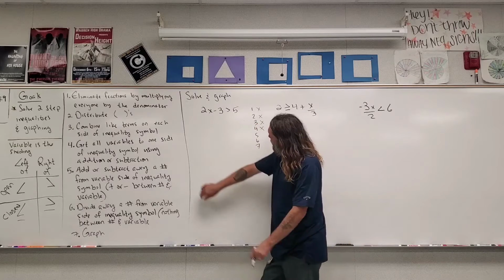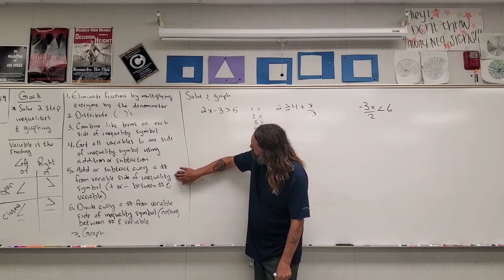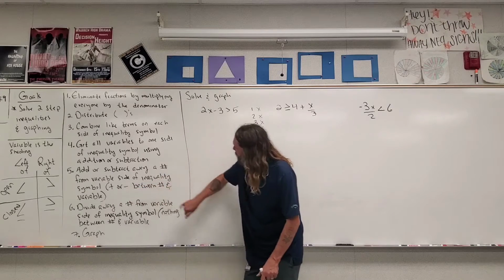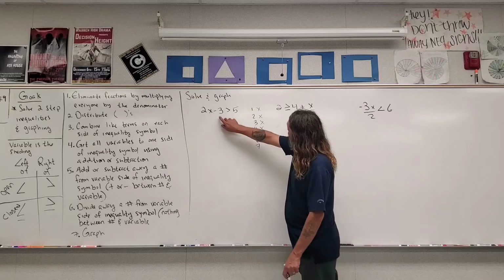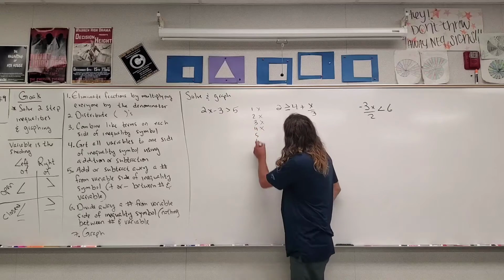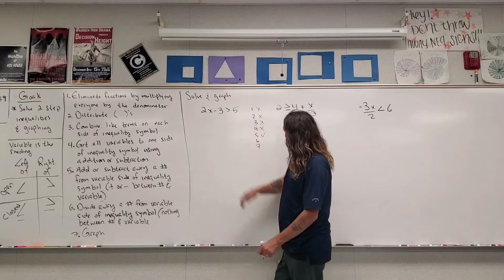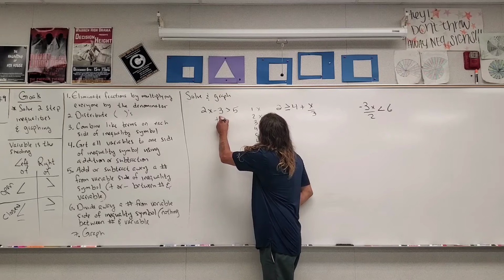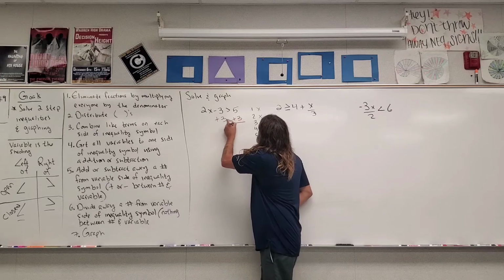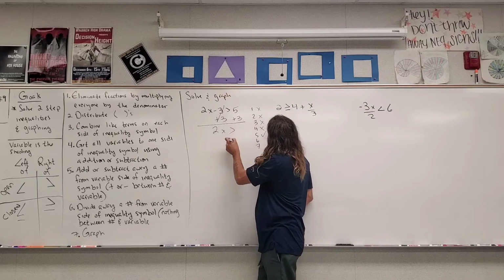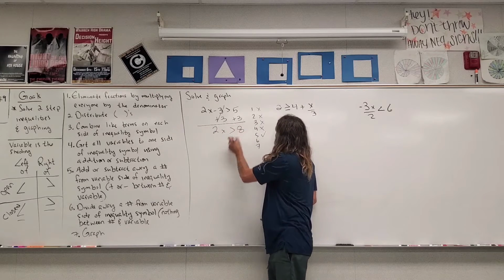Step 5, can I add or subtract away a number from the variable side of the inequality symbol, meaning that I have a plus or a minus between the number and the variable? Yes, I have a number that has a minus sign between it and the variable. So I need to do step 5 with this minus 3. Since I have a minus 3, I must add 3 to both sides. Those are going to cancel. Now I have 2x is right of or greater than 8.